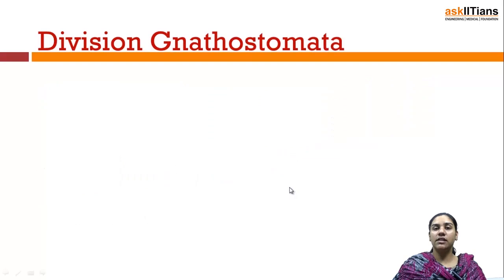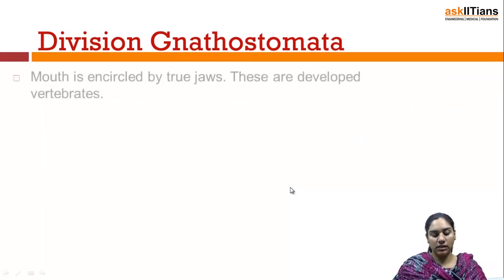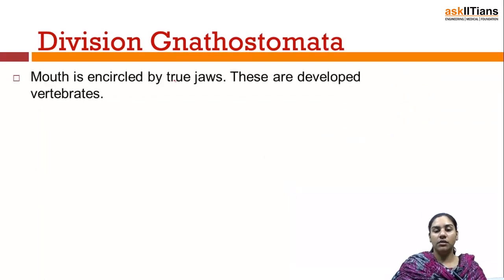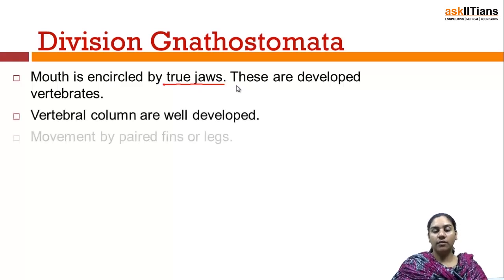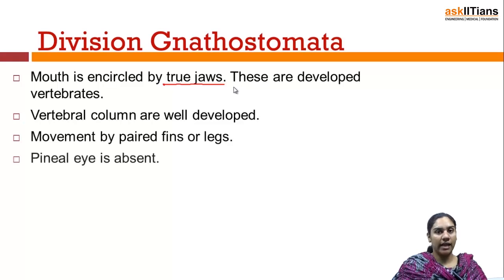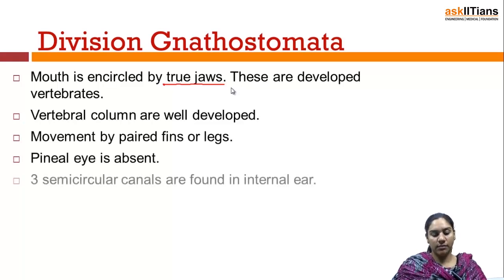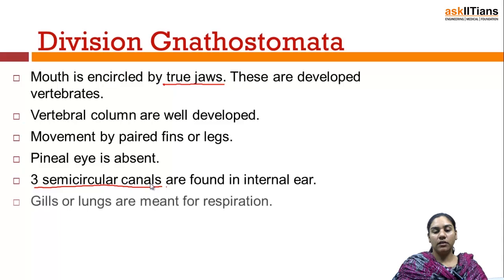Our next division is the division Gnathostomata, and in this division, the animals that are present have true jaws. So these are well-developed vertebrates. The vertebral column is well-developed and movement is by paired fins or legs. The pineal eye, that is the third eye, is absent. There are 3 semicircular canals in the internal ear instead of 2, and for respiration, gills or lungs are used.